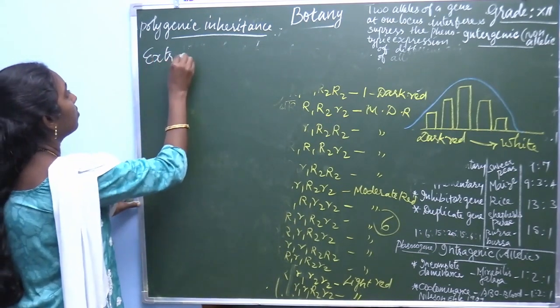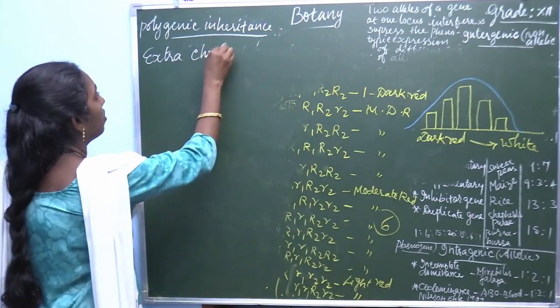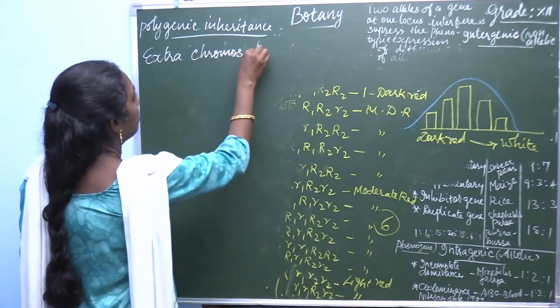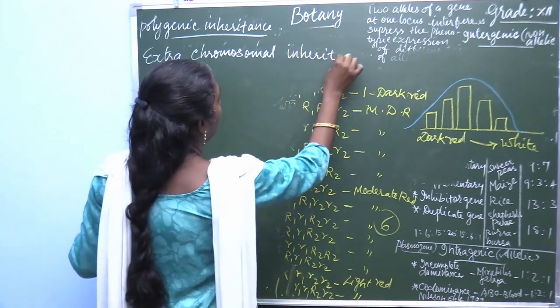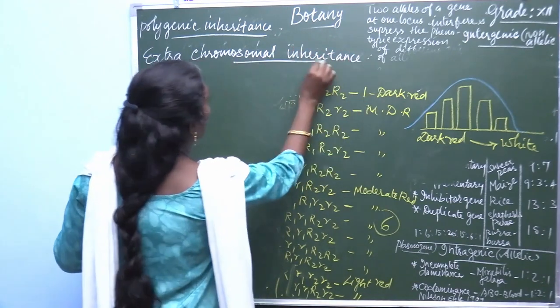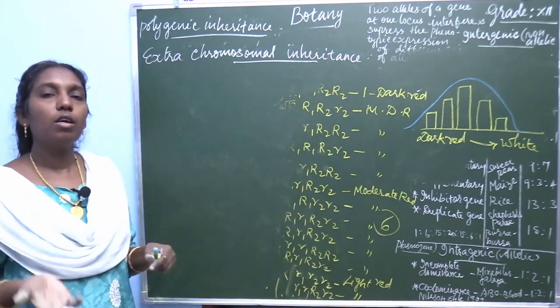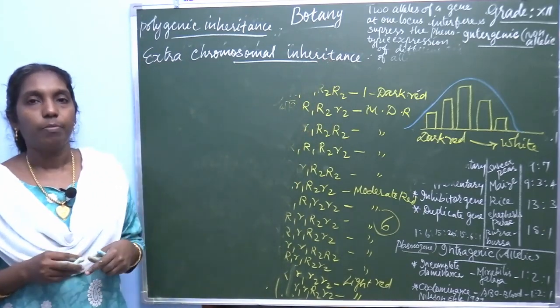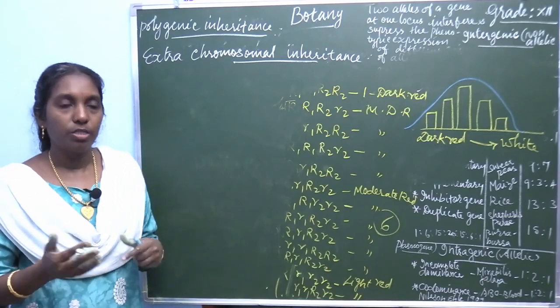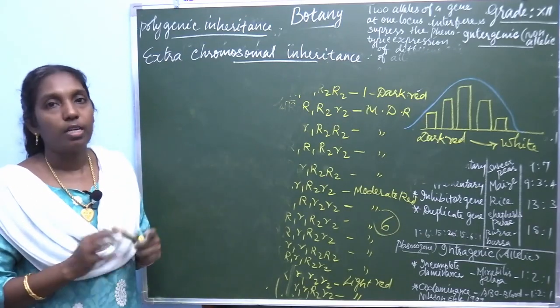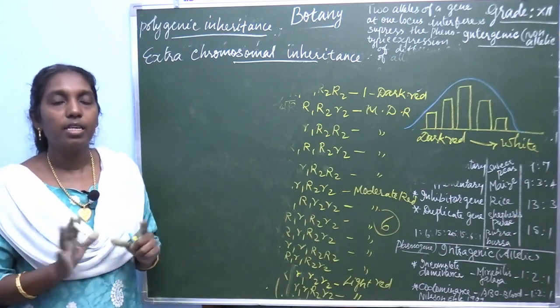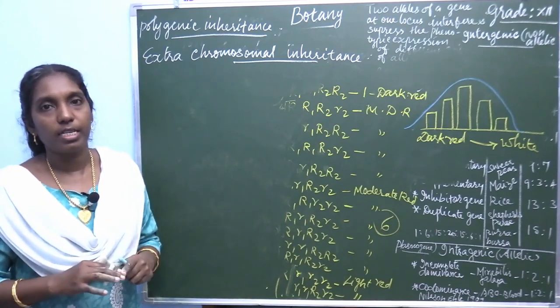Extra chromosomal inheritance. What is meant by extra chromosomal inheritance? In Mendelian inheritance, which determines the nuclear gene, you all know that DNA is the universal genetic material.